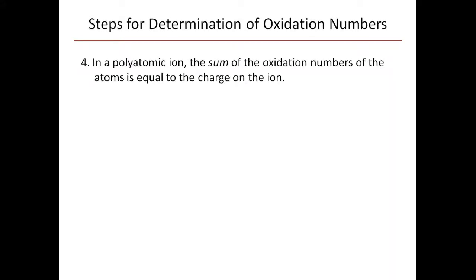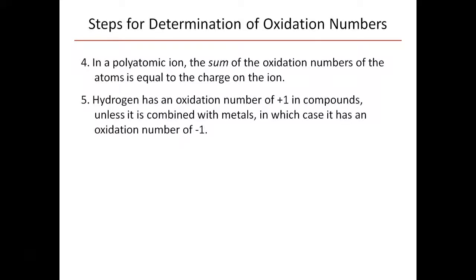Likewise, the sum of the oxidation numbers for a polyatomic ion is equal to the charge of that polyatomic ion. Hydrogen has an oxidation number of +1 always, except if it's part of a metal hydride. So for example, LiH, lithium hydride. In that case, the hydrogen would have an oxidation number of -1.